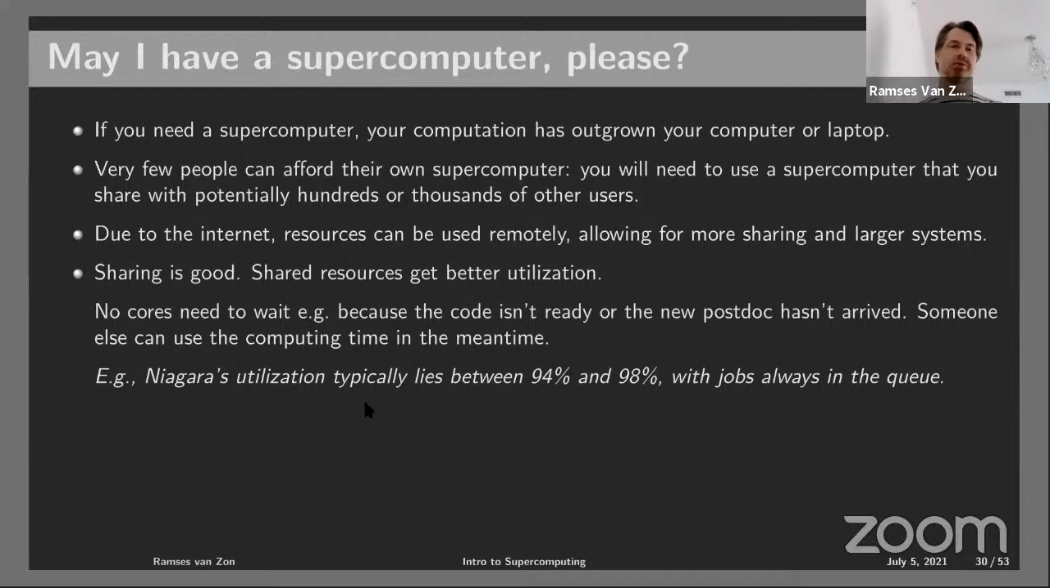And just as an example, for Niagara, where I, of course, have access to the utilization, it typically lies around 98%. Sometimes it dips a little bit because a big job has to start, but it's a well-utilized machine exactly because there's always some job that is ready to be run.